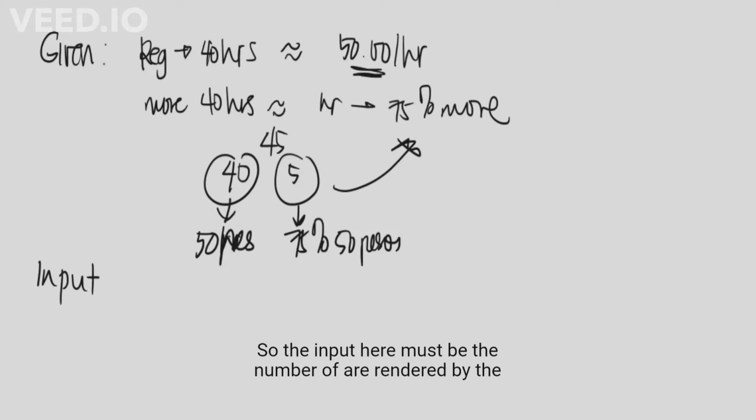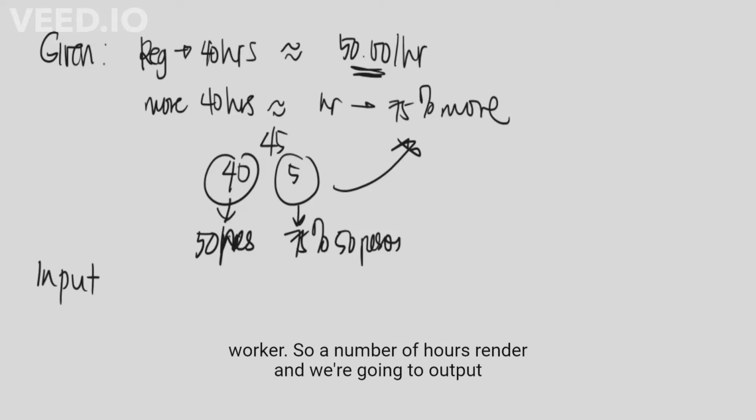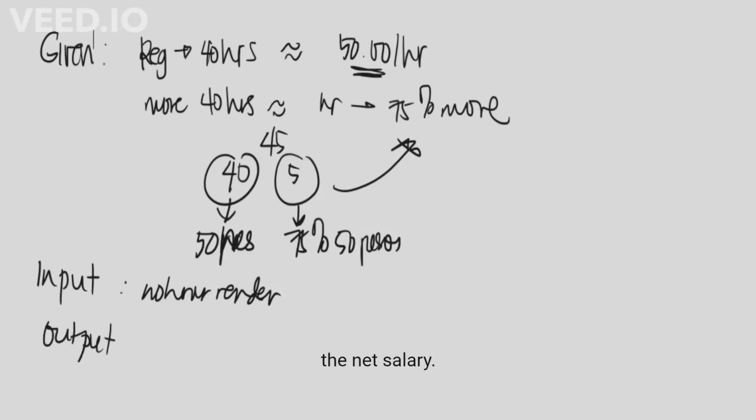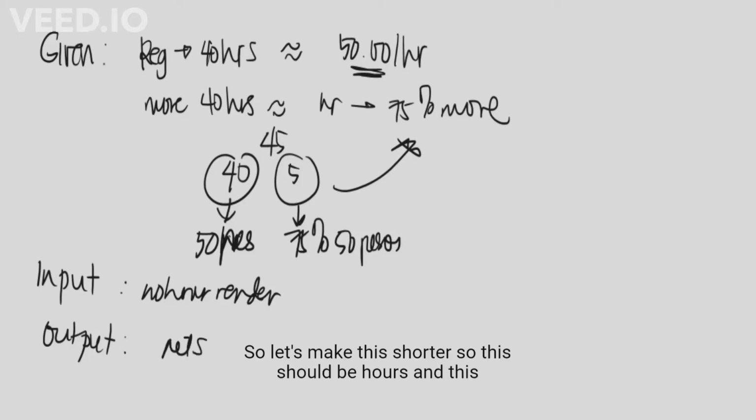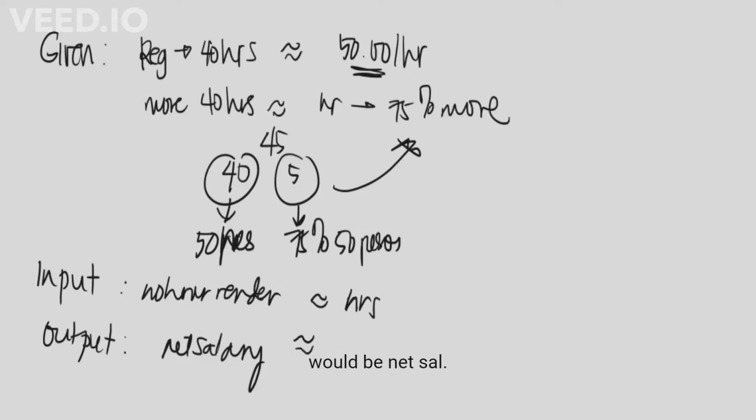So the input here must be the number of hours rendered by the worker, and we're going to output the net salary. So let's make this shorter. This should be hours, and this will be net sal.